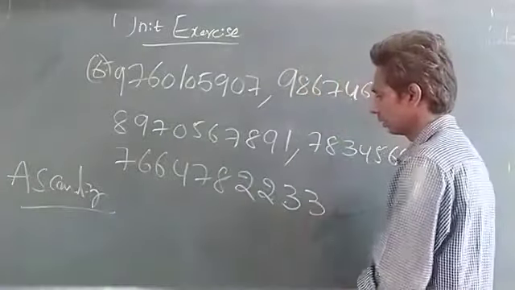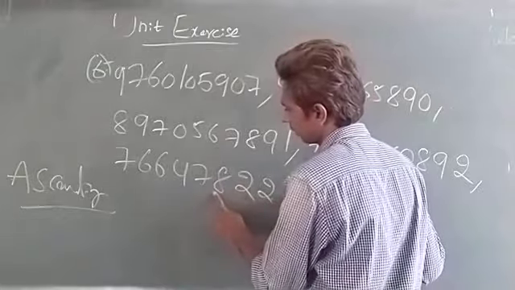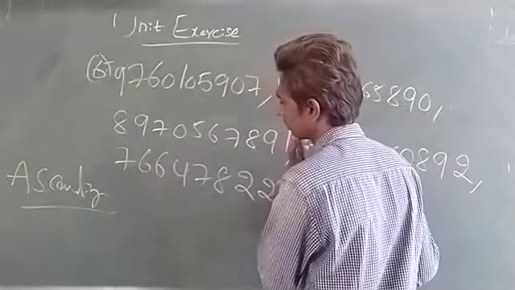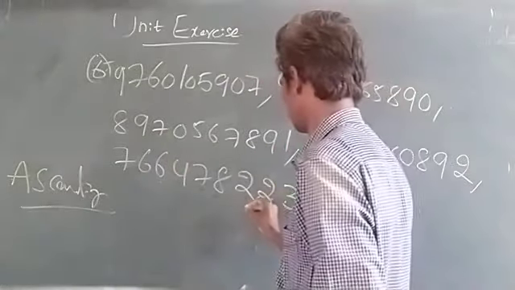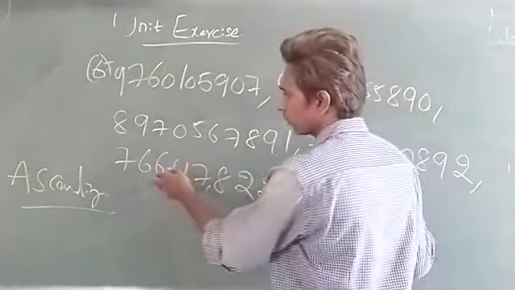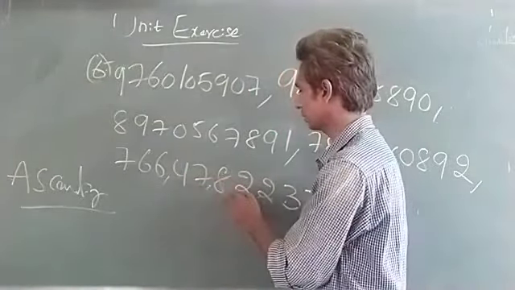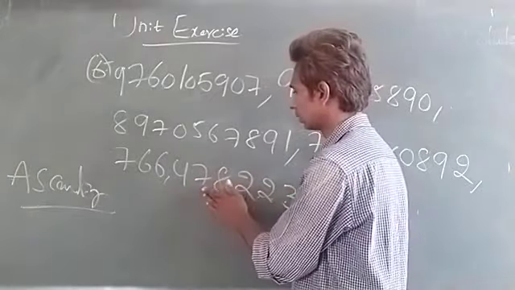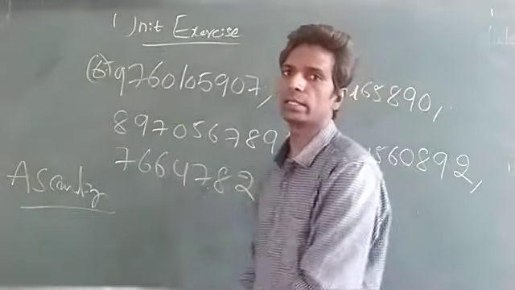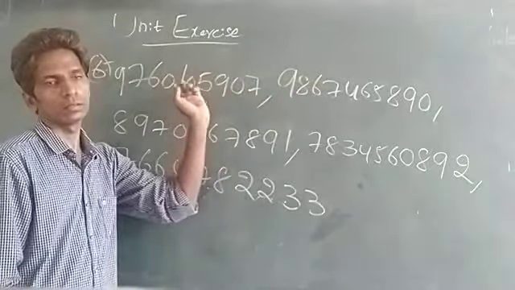So what is a small number? Units, tens, hundreds, thousands, lakh, 10 lakhs, crores, 1000 crores. So 766 crores, 47,82,223. Okay? So this is 897 crores. Like that, these two are big numbers, no? Okay? These two are big numbers.